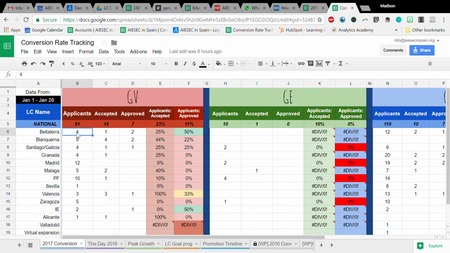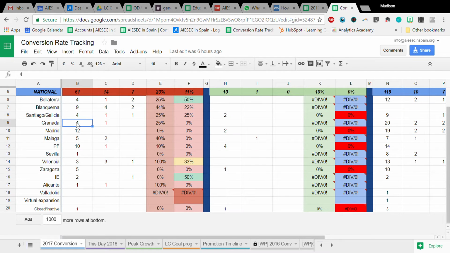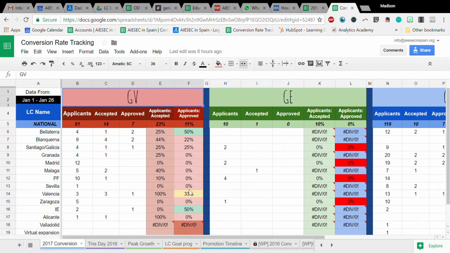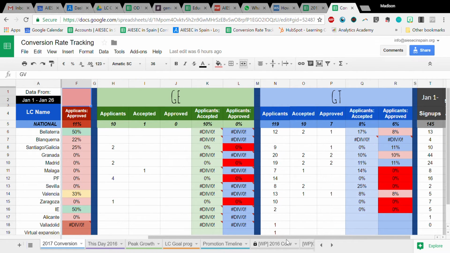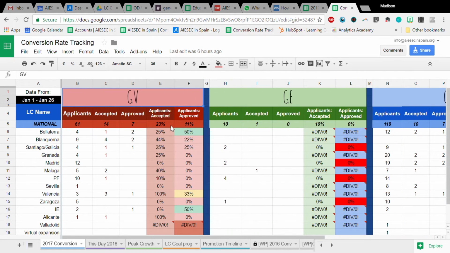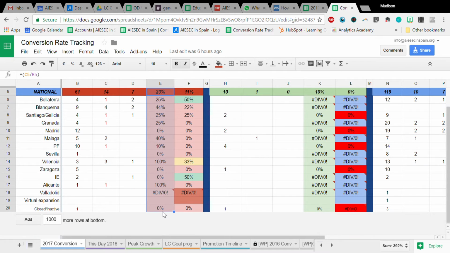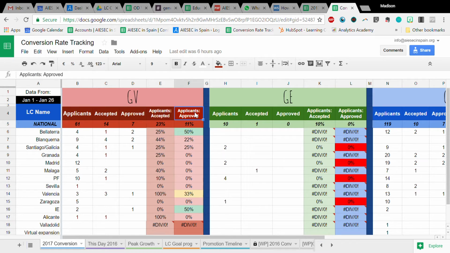Every morning on the weekdays, this will be updated with the current numbers from EXPA. So you have GV, and then Global Entrepreneur and Global Talent are separated. This tab right here has the conversion rate of applied to accepted. This has the conversion rate of applied to approved.